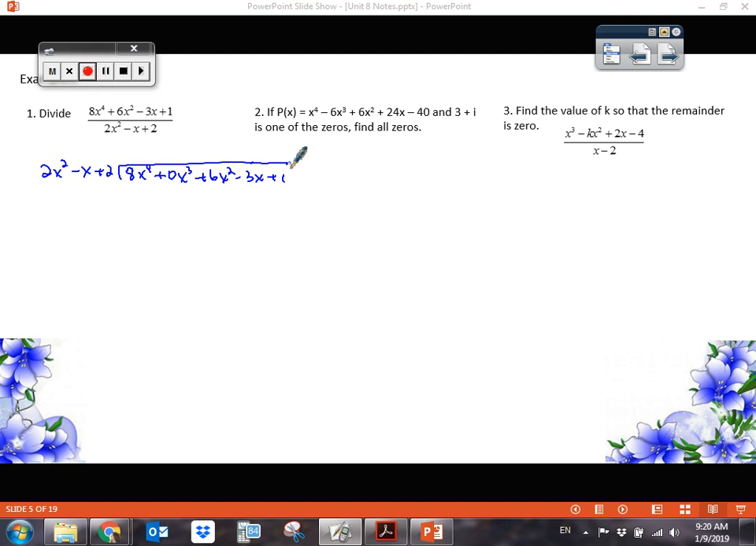Okay, so just a reminder, I know we covered this last year. We are going to use this first term of the divisor, and we're going to see how many times it goes into the first term of the dividend.